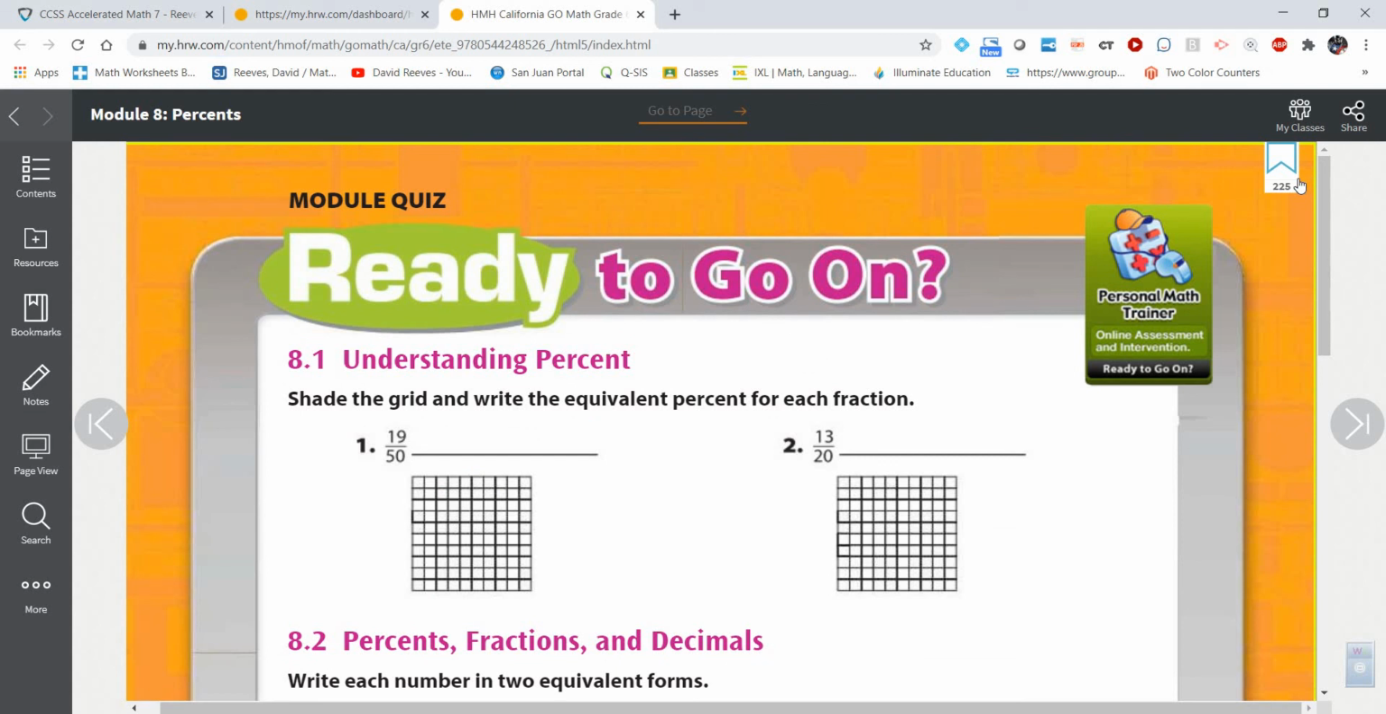All right, so that is the module quiz review for 8.1, 8.2, and 8.3. I hope that helps you as you seek to review for our quiz, which will cover Module 8 from the 6th grade textbook and Module 5 from the 7th grade textbook.